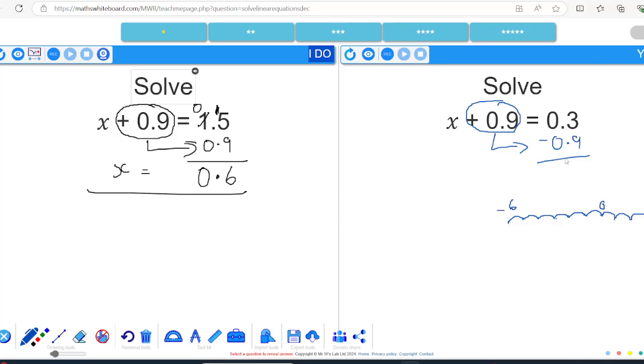The only difference on this one is they're in decimals, it's not integer values, it's not whole numbers. So if it was 0.3, and I'm taking away 0.9, it's going to go down to 0.6. All I've done is divided both of those values by 10. So my answer would be negative 0.6, and that's what x will equal.